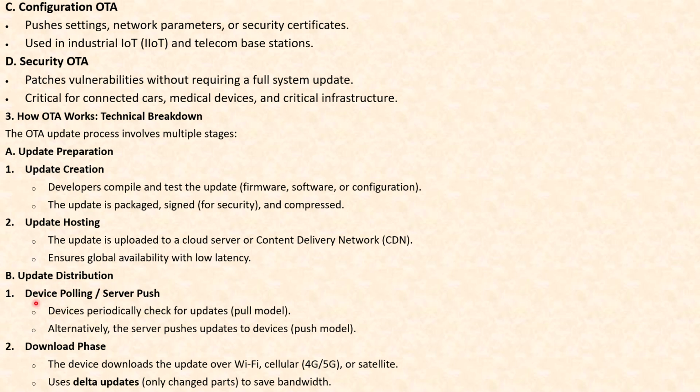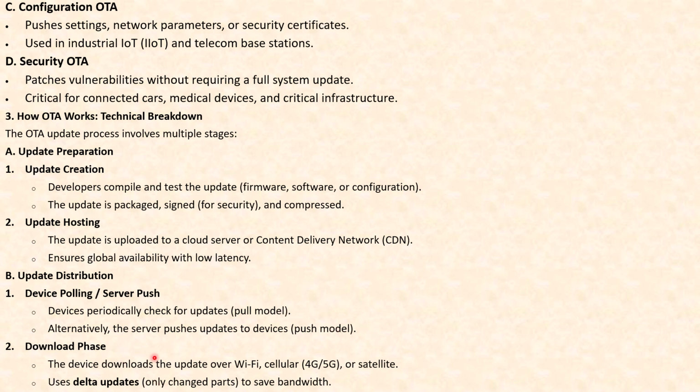Coming to update distribution, there is device polling and server push. Devices periodically check for updates. Alternatively, the server pushes updates to devices. This is the push model and this is the pull model. Here the devices themselves check for the updates, and here the server pushes the updates. The words pull model and push model are self-explanatory.